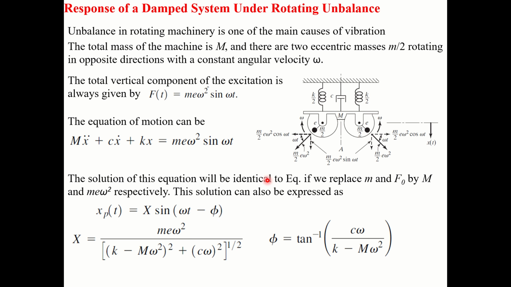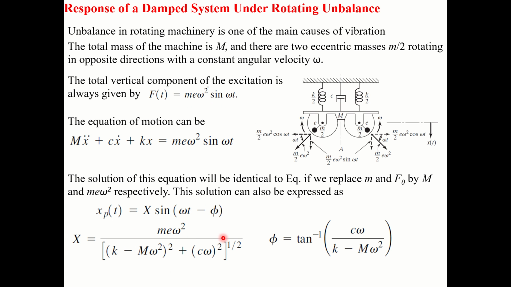Since we are not deriving it, we are directly comparing with the first derivation and replacing here. We know that X is equal to f naught divided by root of (k minus m omega square) whole square plus (c omega) whole square. Here replace f naught with m u omega square. Why replace? Because the magnitude of force due to unbalance is m u omega square. Now replace m with the total mass M. So this becomes the formula.